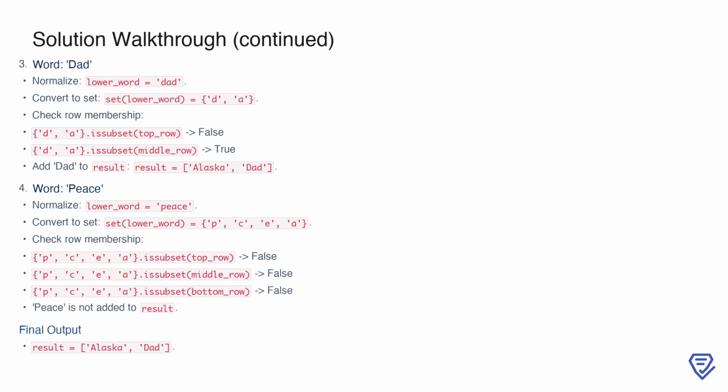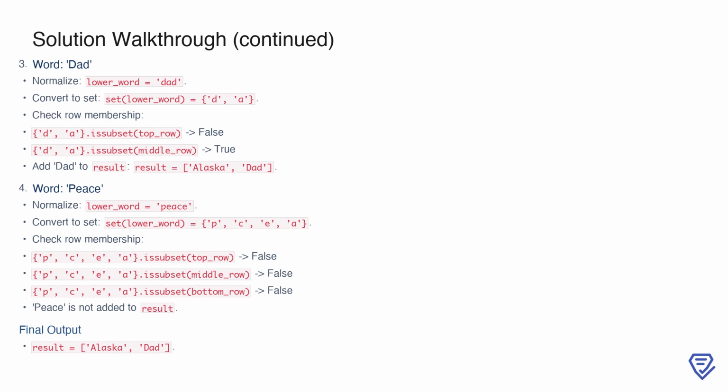Continuing with the word Dad, we normalize it to lowercase, resulting in dad, and convert it into a set, which gives us D, A. We then check whether this set is a subset of each row. The top row test returns false, but when we test the middle row, it returns true, meaning all the letters in dad belong to the middle row. As a result, we add Dad to our result list, which now becomes Alaska, Dad.